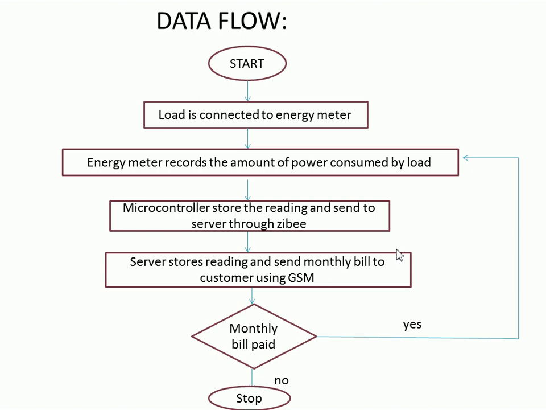The station will record all these readings in the server, and every month it will calculate the monthly bill and send it to the customer using the GSM module. If the customer pays in regular time, then it will continue with the same process. If not paid, then by sending a signal through Zigbee, the power supply will be cut off.